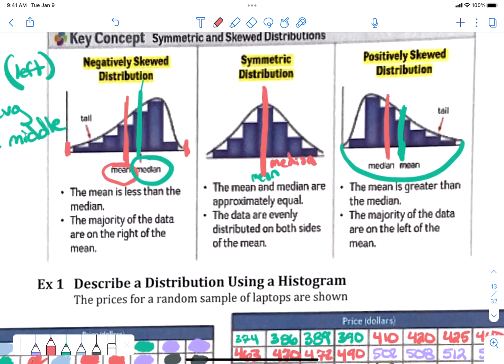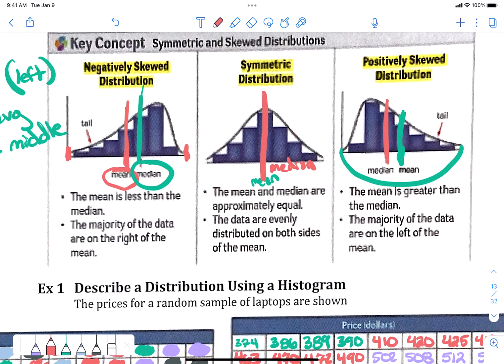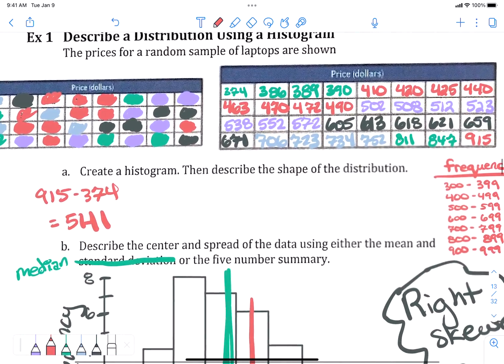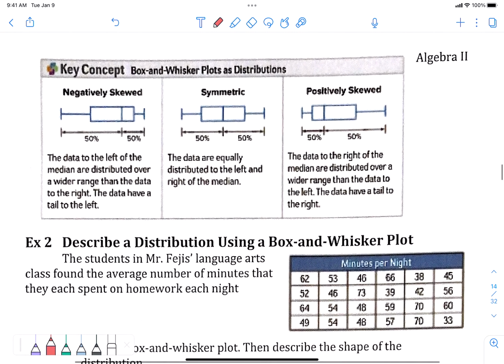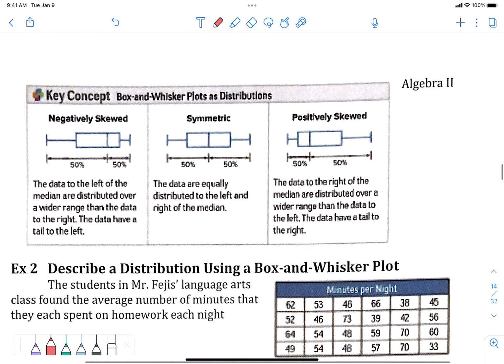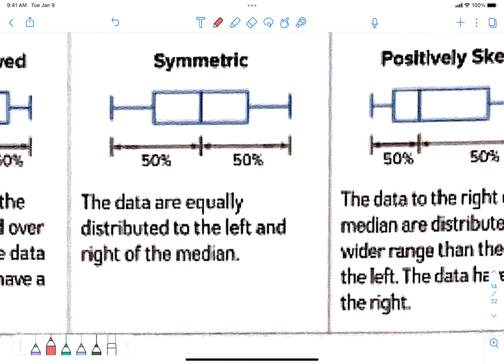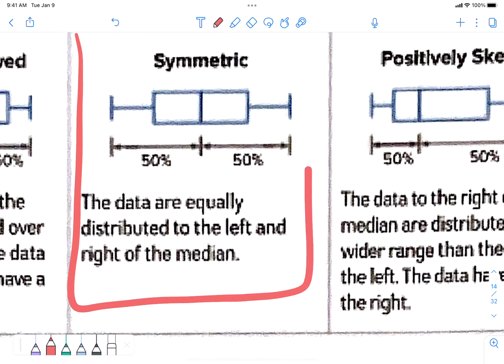Yesterday we did histograms, which are like bar charts with the bars touching one another, using intervals. Today we're going to do kind of the same thing to compare data, but with a box and whisker plot. Like yesterday with symmetric data, if it's centered in the middle, your box will be at the center of your minimum and maximum. This is a symmetric distribution.